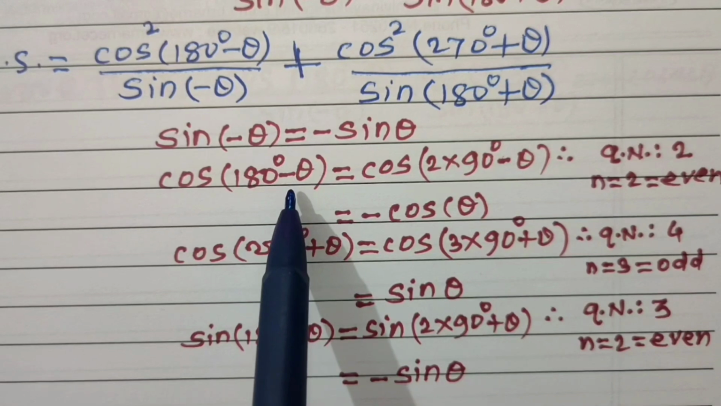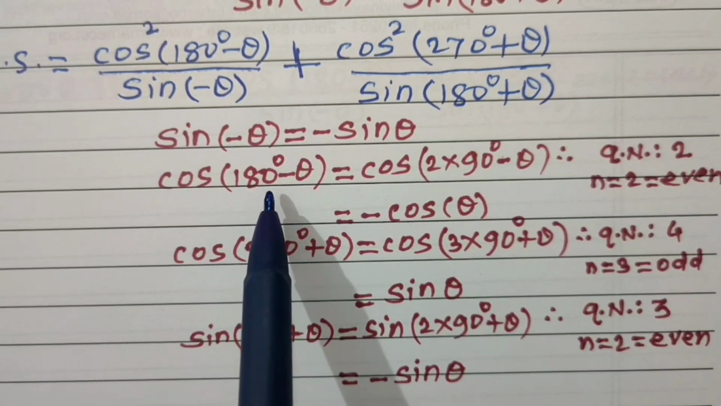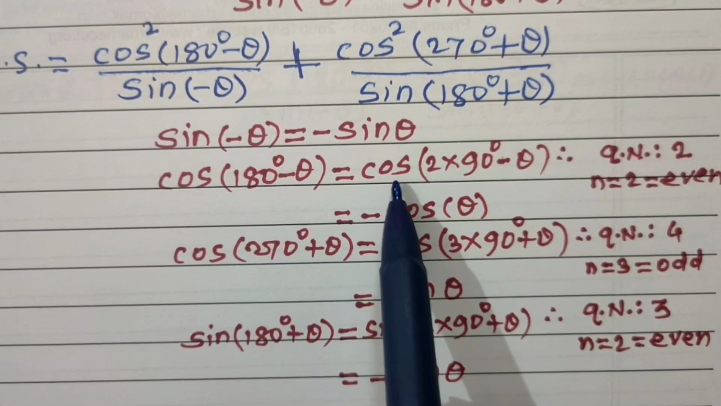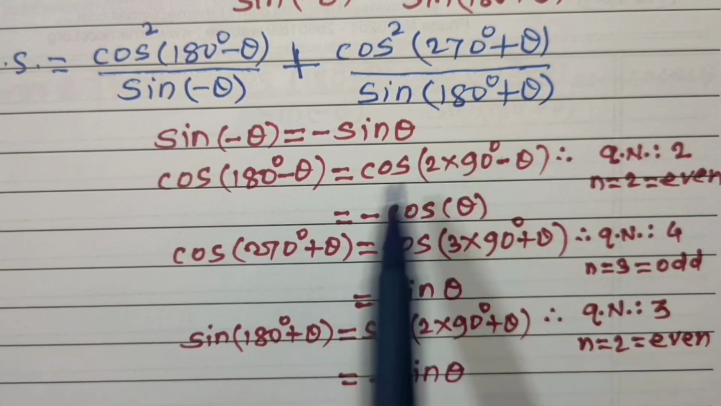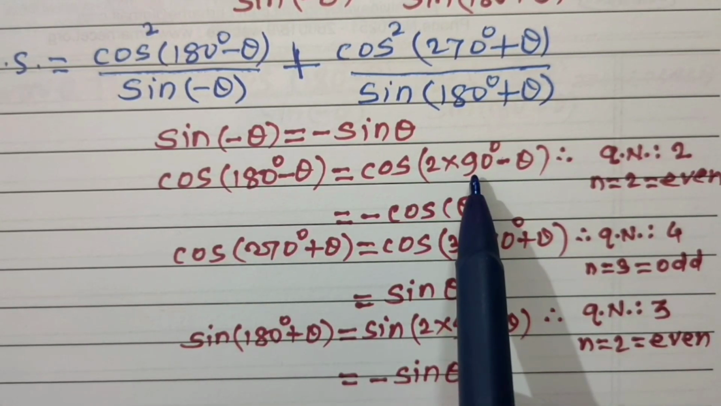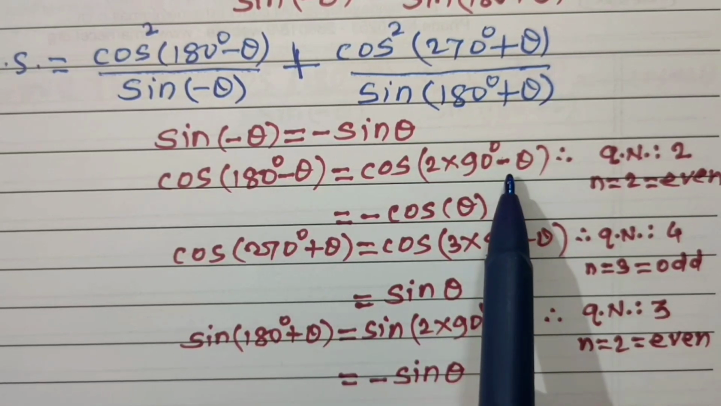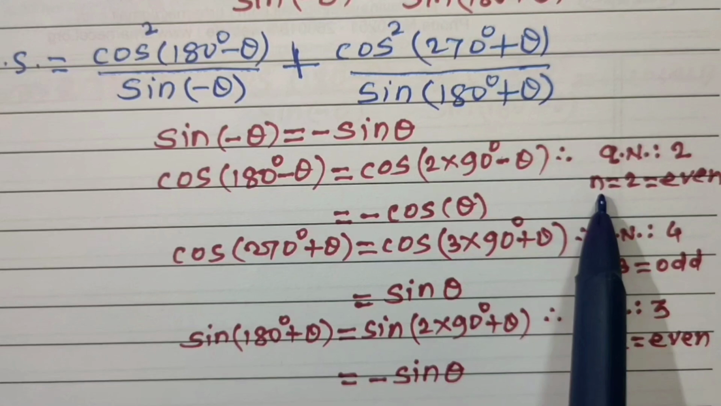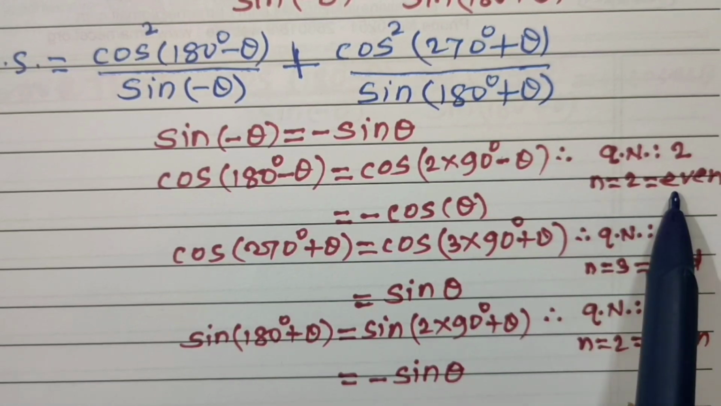As well as cos of (180 degree minus theta). This 180 degree in terms of multiple of 90 degree can be written as cos of (2 times 90 degree minus theta). 180 degree means 2 times 90 degree, and this minus theta here. Here the multiple of 90 degree is 2, which is n.